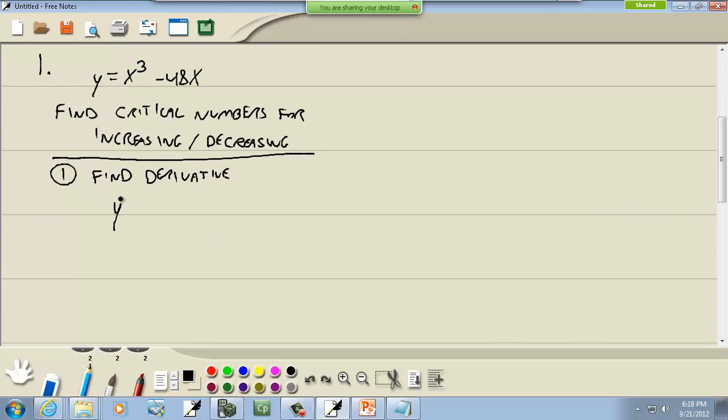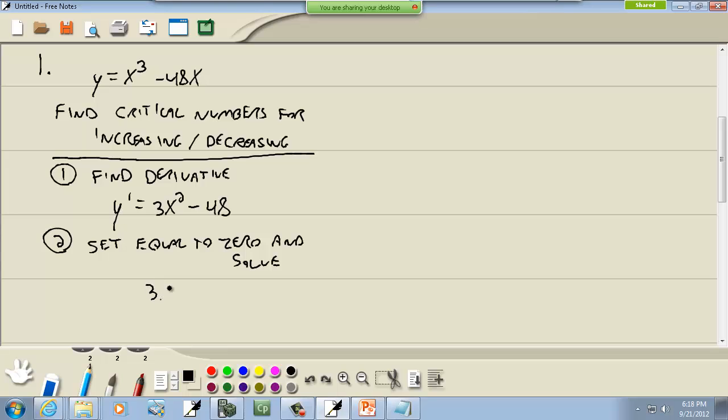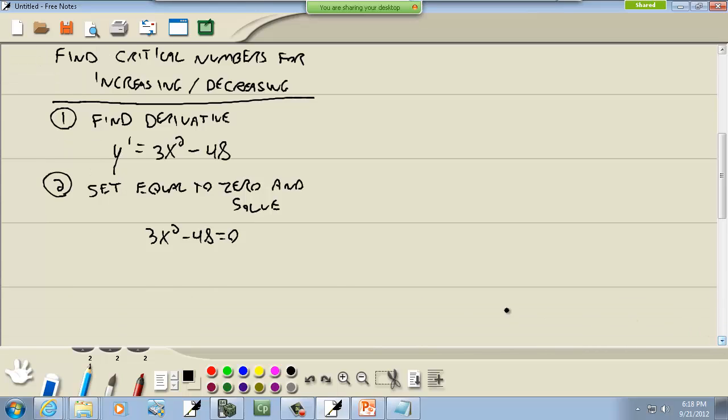Okay, so for this one, the derivative: take your power, put it out in front, lower it by 1, minus, and 48x just becomes 48. Now after we find the derivative, we're going to set it equal to 0 and solve. So we'll set the 3x squared minus 48 equal to 0. Now I can take the negative 48 to the right side, and it becomes a positive 48. We can use the square root property for this.